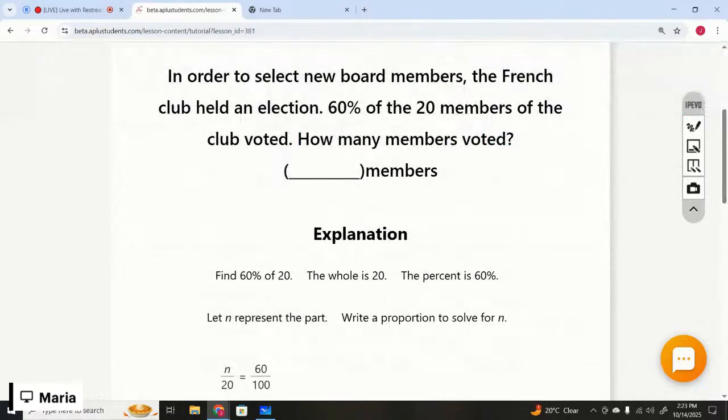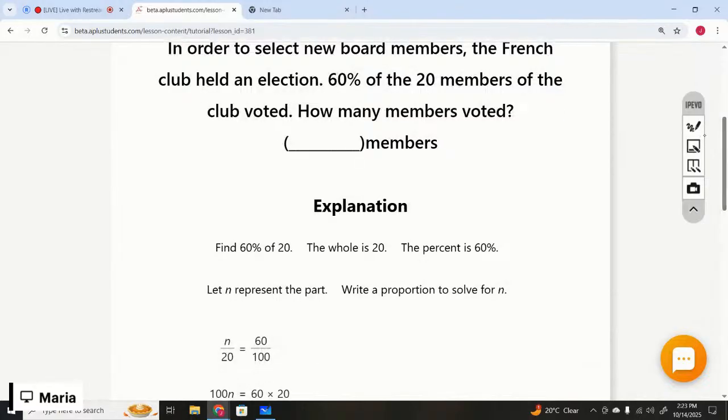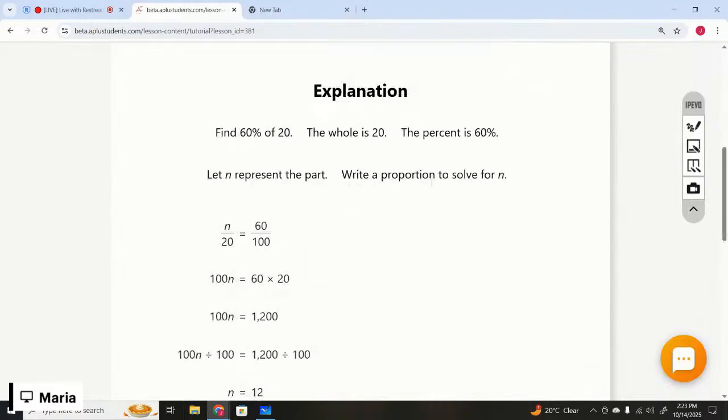In order to select a new board, the French club held an election. 60% of the 20 members of the club voted. How many members voted? So find percent of 20. The whole number is 20 and the percent is 60%.